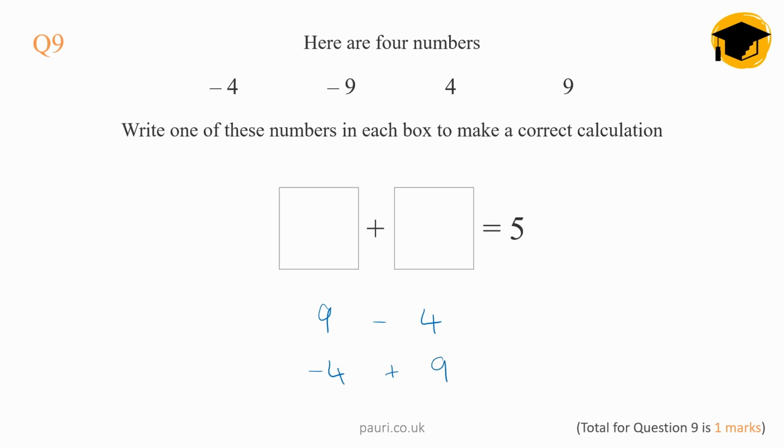So let's think about the numbers we can put in the box. So I could put 9 and minus 4. That's one answer. Or the other answer I could put is minus 4 plus 9. For this question, I'm going to put 9 plus minus 4 equals 5.